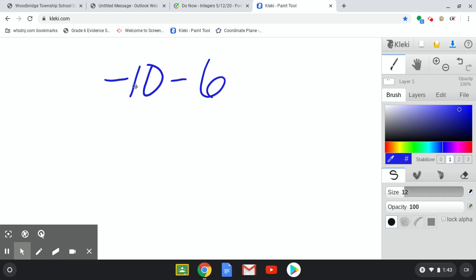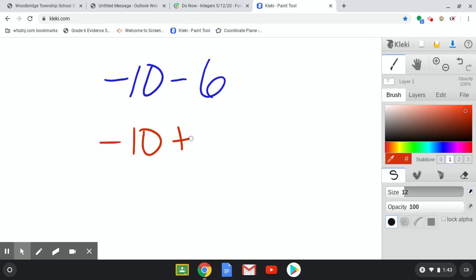Okay, here we have -10 minus 6. So the first thing I'm looking at is what operation it is. It's a subtraction problem, so we need to do keep, change, change. So let's do that right away. Keep, change, change. I'm keeping my -10. I'm changing my subtraction sign to an addition sign.